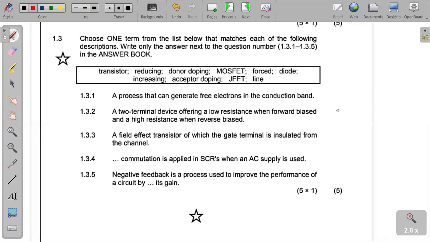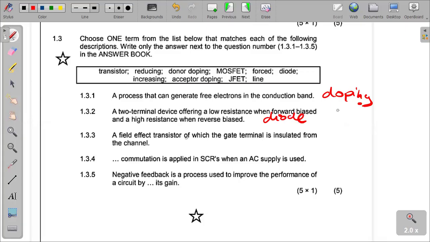Write only the answer next to the question number in the answer book. A process that can generate free electrons in the conduction band. That's doping. So we just write here. 1.3.2, a two-terminal device offering a low resistance when forward biased and high resistance when reverse biased. That's a diode.